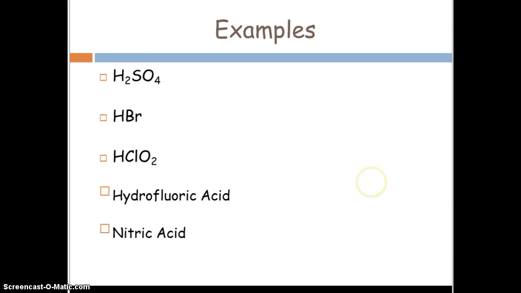I'll give you guys about, let's say, a minute. You can go ahead and name as many of these acids as you can, and then we'll go through with it.